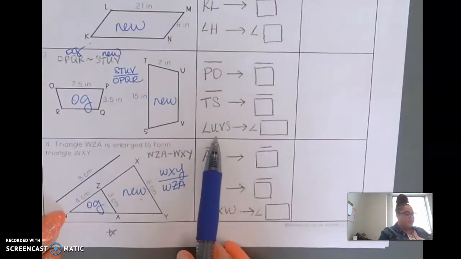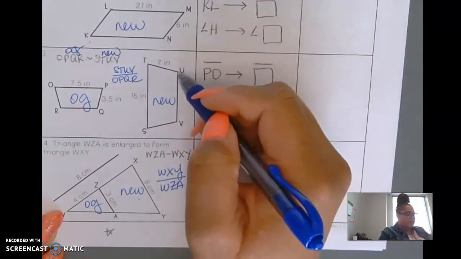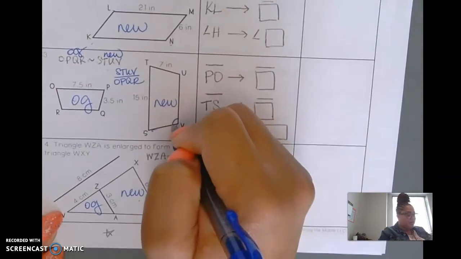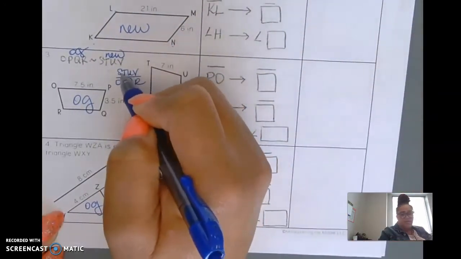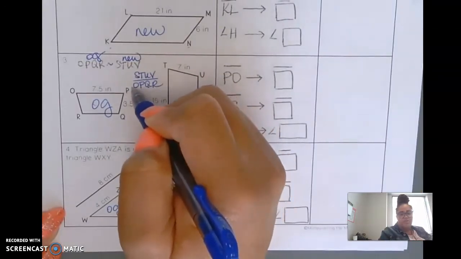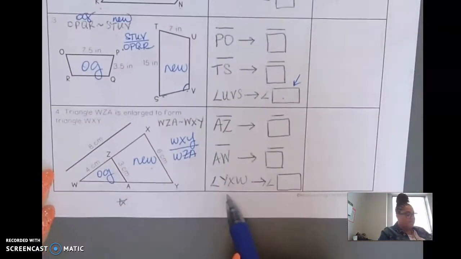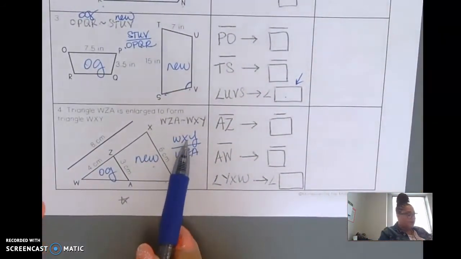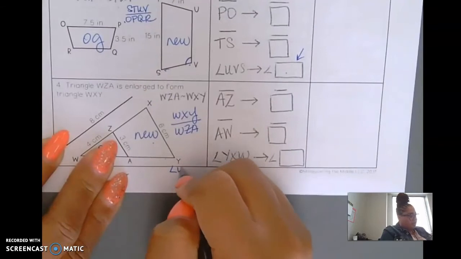Now later on down here, it says angle UVS. That means I need to look at UVS and go in that order. They're talking about this angle here. So UVS, I need to go in the same order down here, which would be Q, R, and O. You need 3 letters here. I just told you what they are. Down here, this is Y, X, W. So you need the corresponding letters to go backwards here.